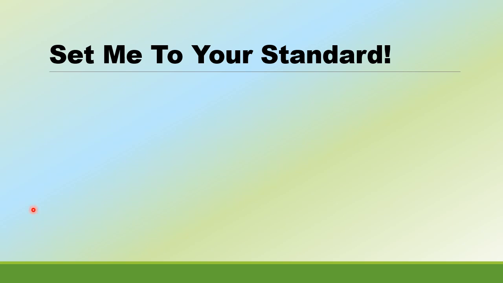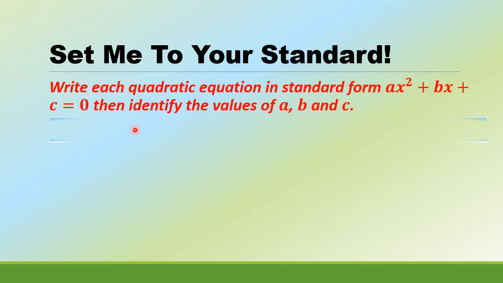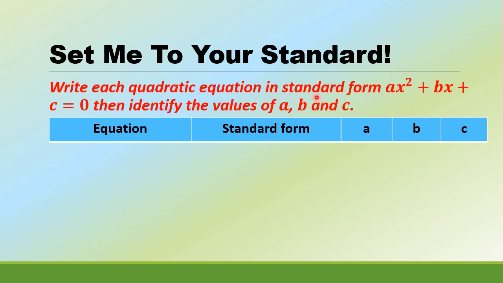Okay, so let's have another activity. Set me to your standard. So write each quadratic equation in standard form, ax squared plus bx plus c is equal to 0. Then identify the values of a, b, and c. So let's begin with the first one. So we have here 2x squared plus 4x is equal to negative 5.